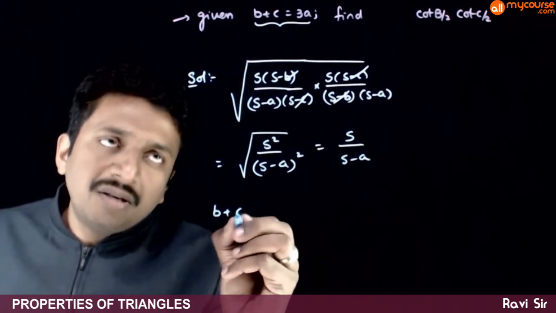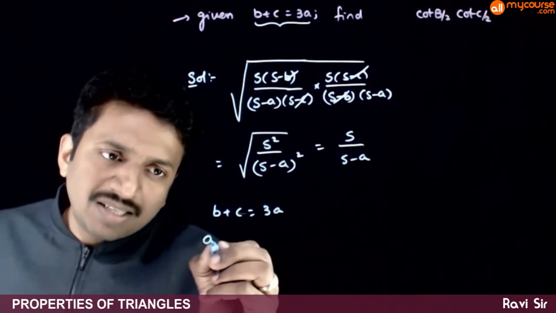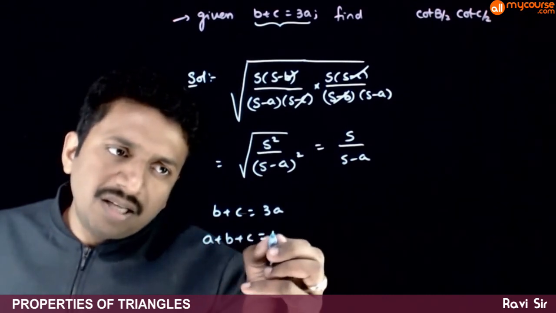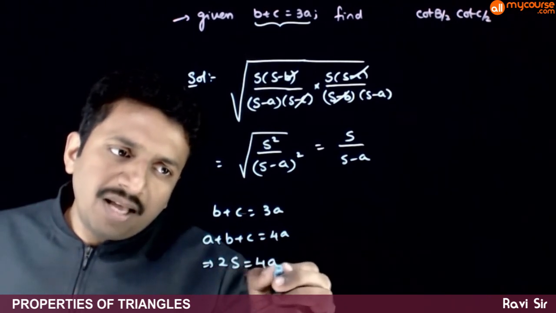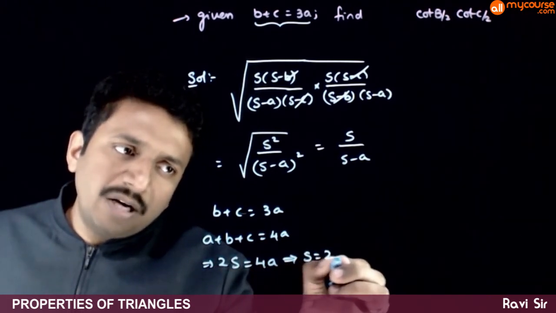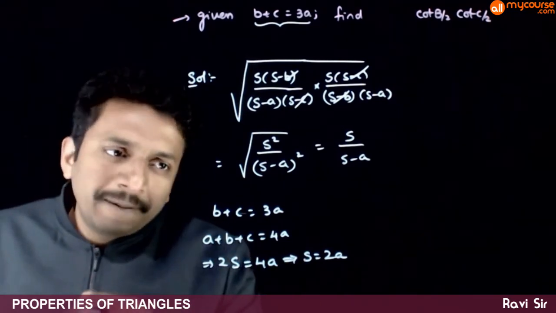From the given information, B plus C is equal to 3A. So if I add A on both sides, A plus B plus C is equal to 4A. This implies 2S is equal to 4A. This implies S is equal to 2A.